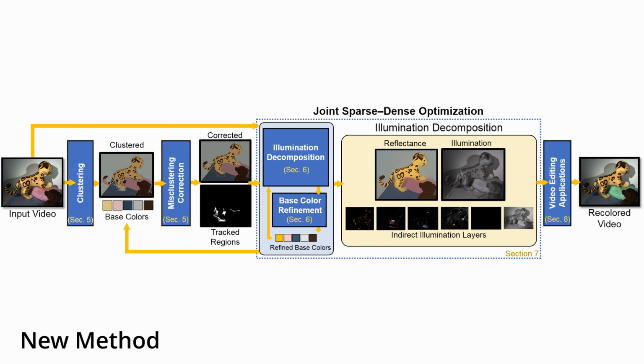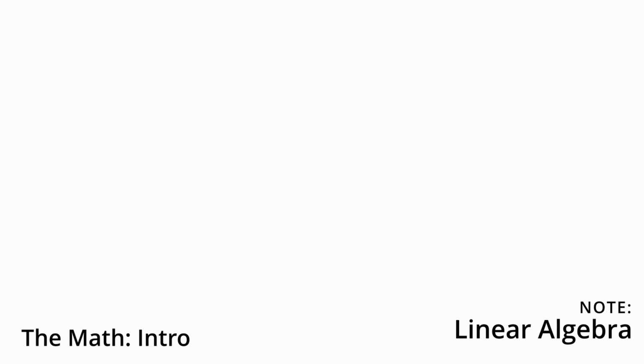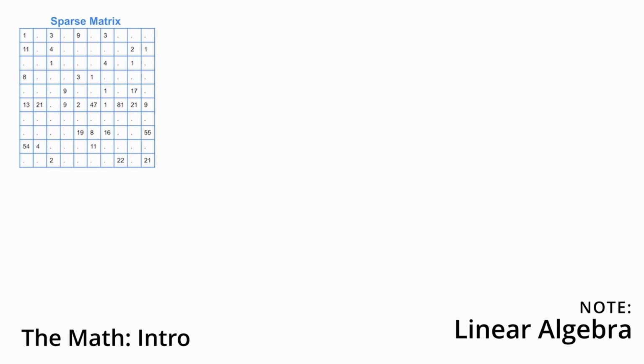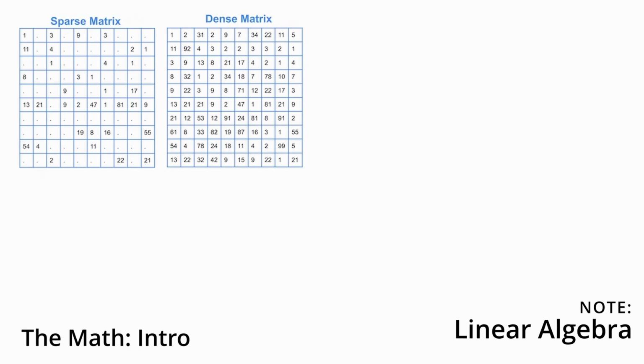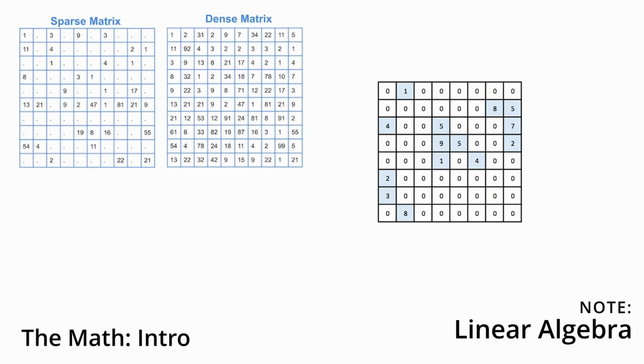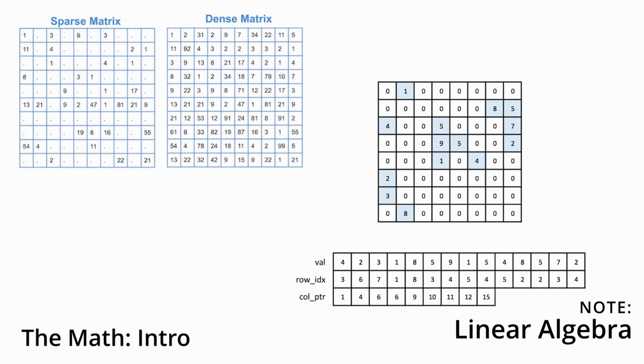This is all much easier said than done, so let's get into the math. We'll be dealing with linear algebra, so it's important to remember two things. Sparse is good and dense is bad. Sparse means that the matrix is mostly zeros and less demanding to solve in terms of both memory and processing power. Dense is bad for the same reasons that sparse is good.